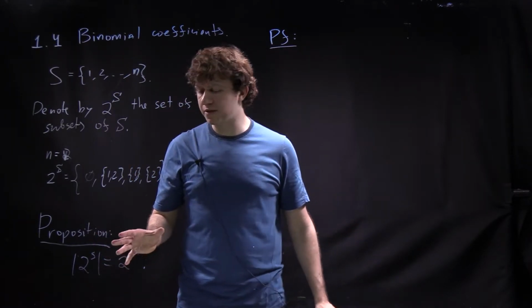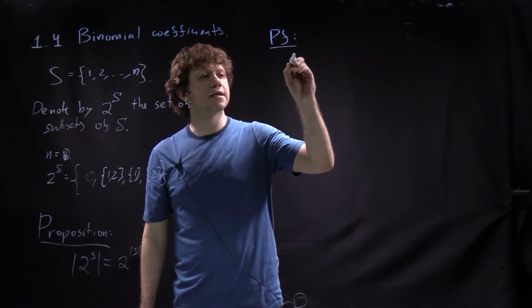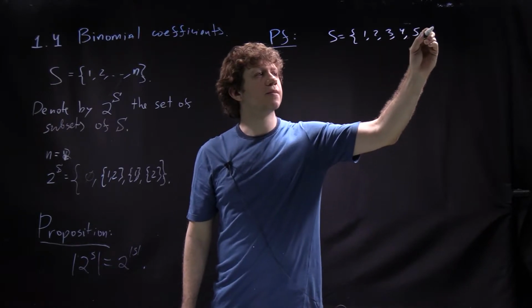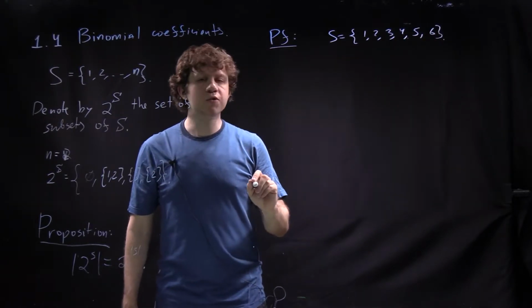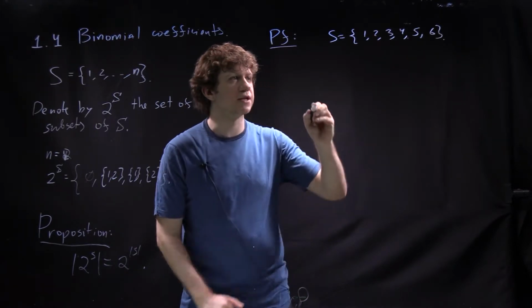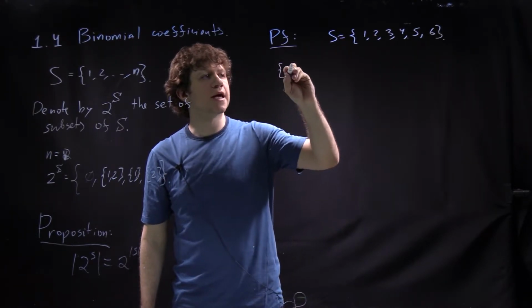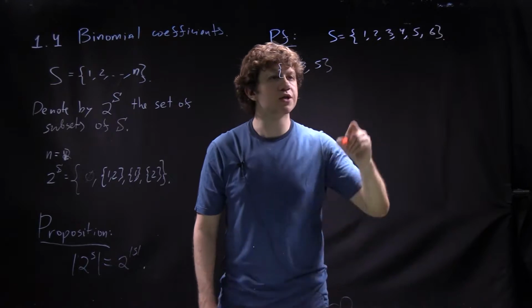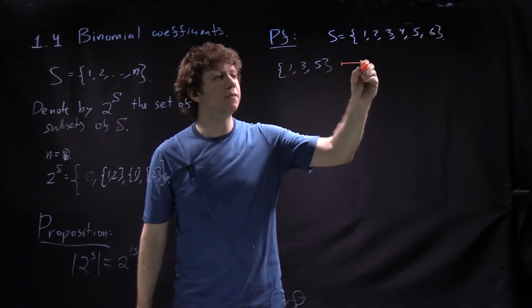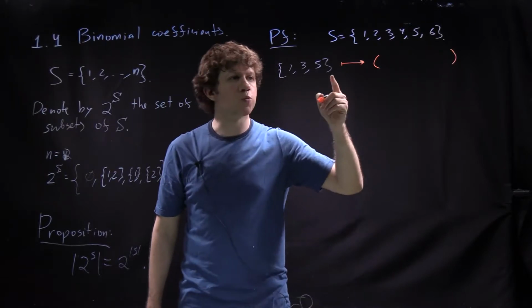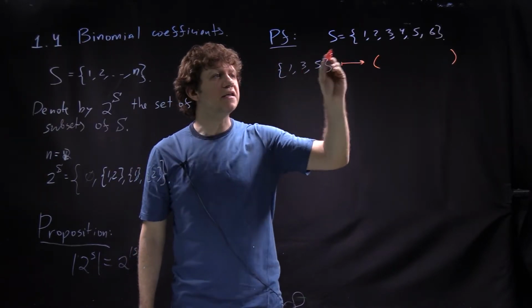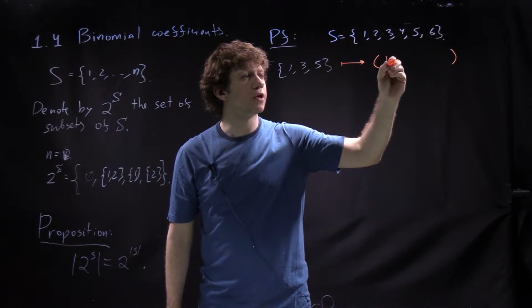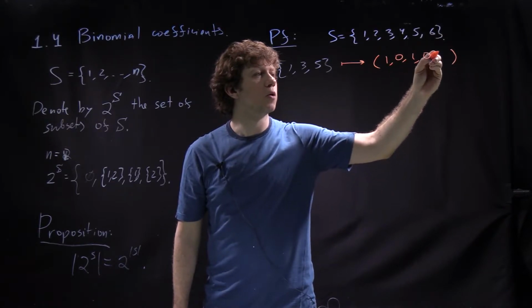For this, let me start with an example again. Let me take a set S with 1, 2, 3, 4, 5, 6 elements. And I want to come up with a certain way to code subsets. Let's consider, for instance, the subset {1, 3, 5}. To each subset, I will associate a certain code. A code will be a vector, a sequence of zeros and ones, where I put 1 if the first element is in the subset, and 0 if not. So here I will get 1, 0, 1, 0, 1, 0.